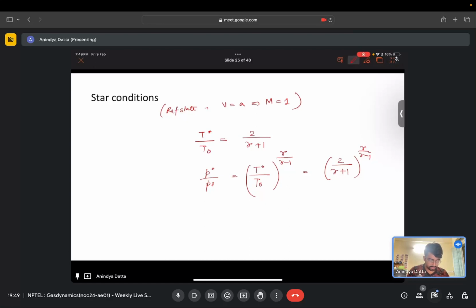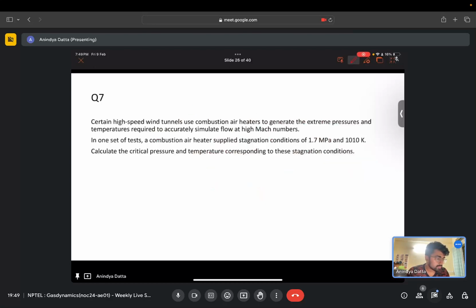These star conditions are also important; the importance will become more evident when we analyze variable area duct flows. That will be, I think, in week 6 or 7, since this is week 3. The importance of star conditions will become more relevant at that time. All right, let's do 1 or 2 problems.